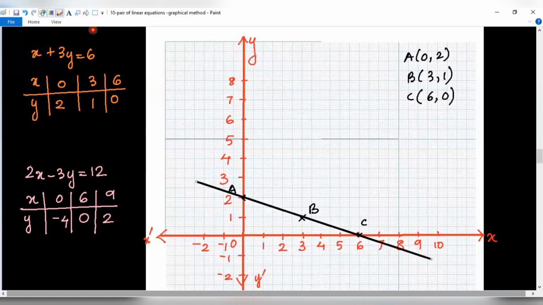Next, we have to join these 3 points we got now. And we have to write down the equation of the line represented by this. This is x plus 3y equal to 6. See, we have to write down this one.